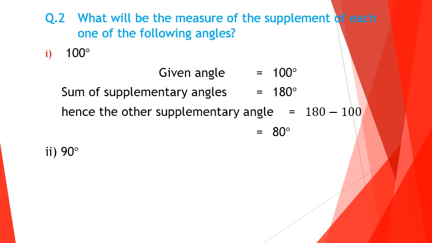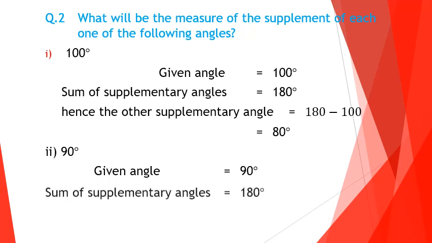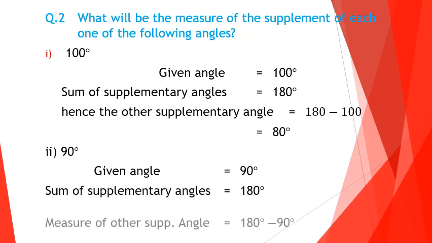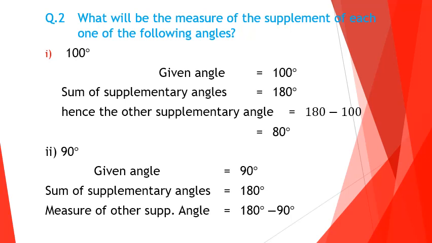Next question, 90 degrees. So, the sum of supplementary angles is 180 degrees. Hence, the other supplementary angle equals 180 minus 90, which equals 90 degrees. I think you will be able to understand how to solve this type of question.